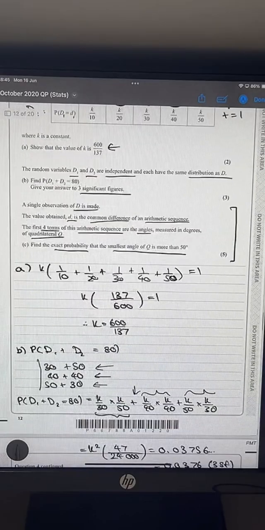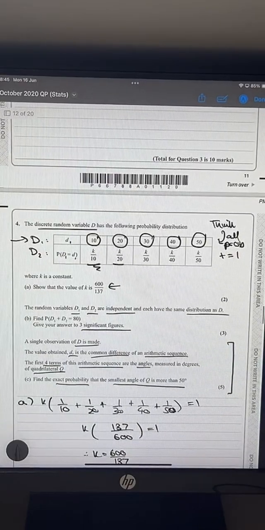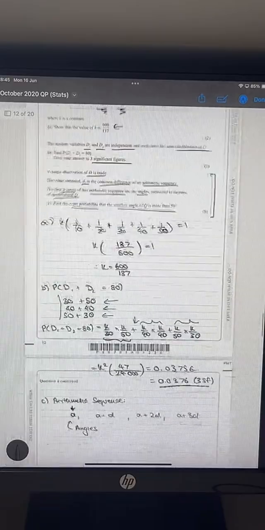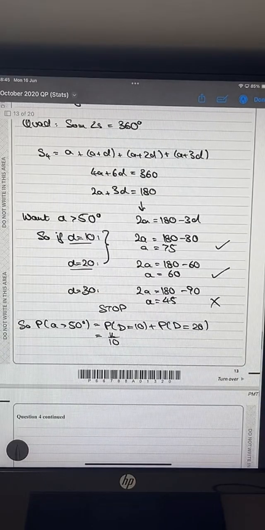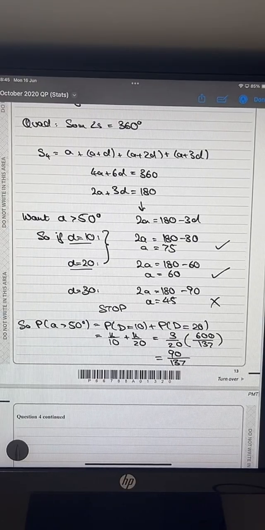I'm just going to show you that there, and 20. So I'm just going to add those probabilities together and multiply through by k. So that's plus k over 20, which is equal to 3 over 20 times k, which is 600 over 137. And I get my exact answer they wanted, 90 over 137 as my answer.